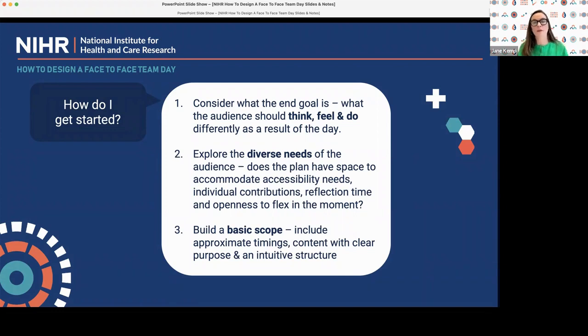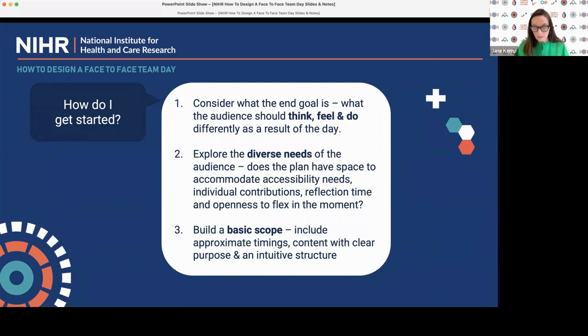Then from there, we can think about who's coming to this and what are their needs? Does the space allow for different people's needs? Have I thought about it in terms of the different ways that we're going to interact, the different activities? Are there opportunities for people to reflect? Equally, for people who want to talk and come up with ideas in plenary, are there those opportunities for them as well?